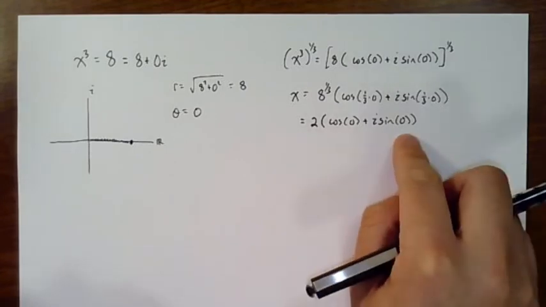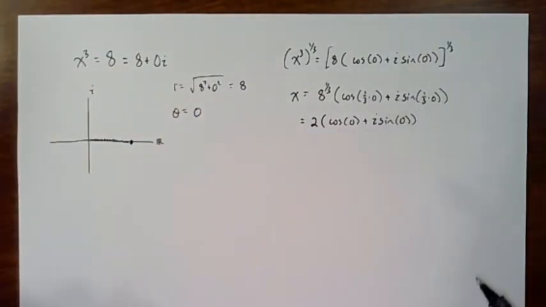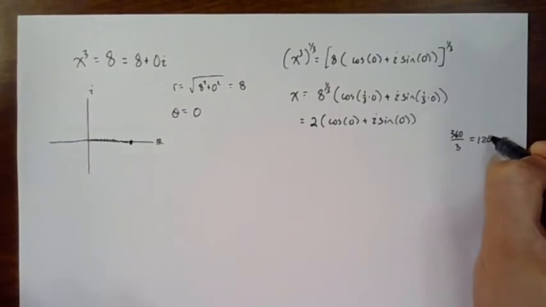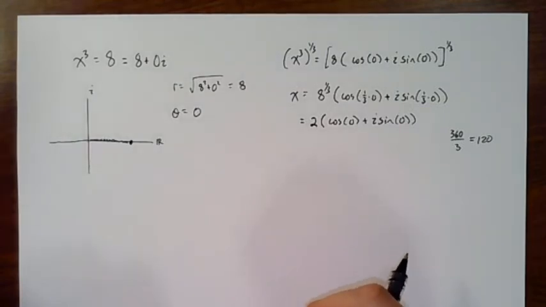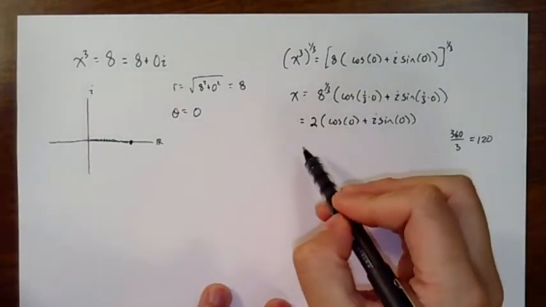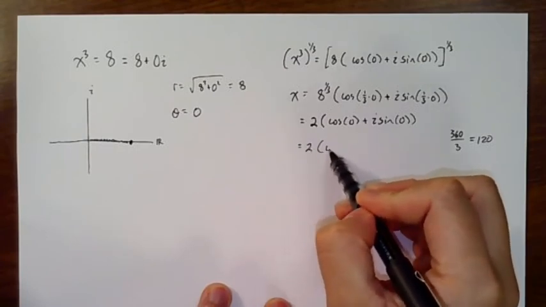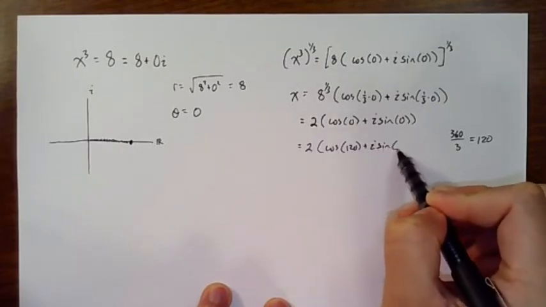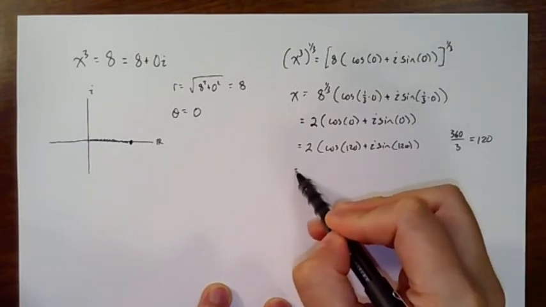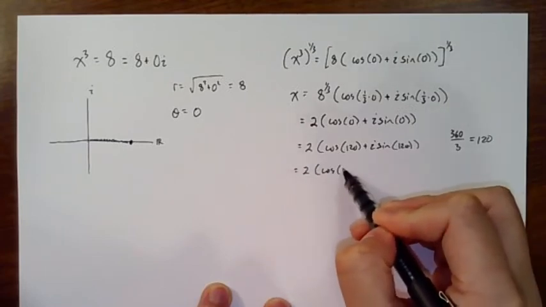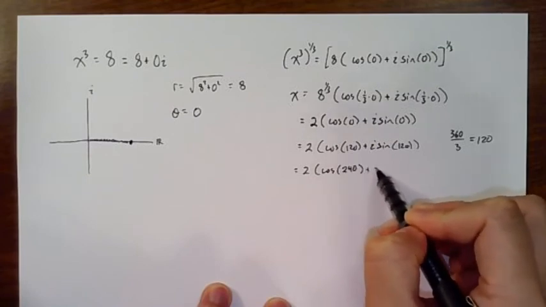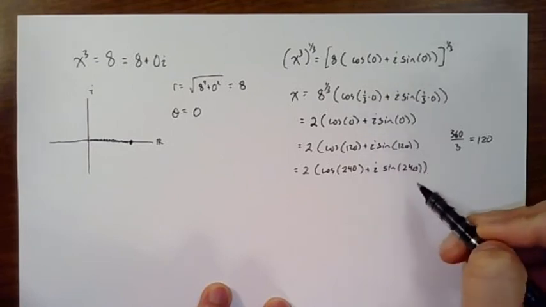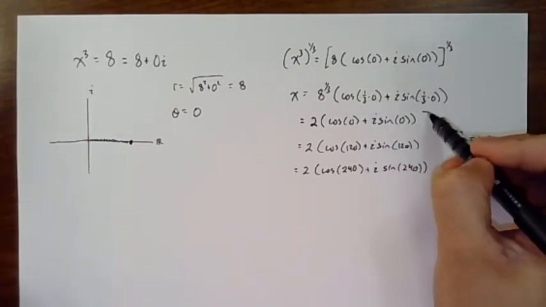Now you notice we have one solution here, but this was a cube root. So we actually need two more solutions. So we're going to add 360 over 3, or 120, to get our other two solutions. So the other two solutions we'll have are going to be 2 times the cosine of 120 plus i sine 120, and 2 times the cosine of 240 plus i times the sine of 240. So here are our three solutions.